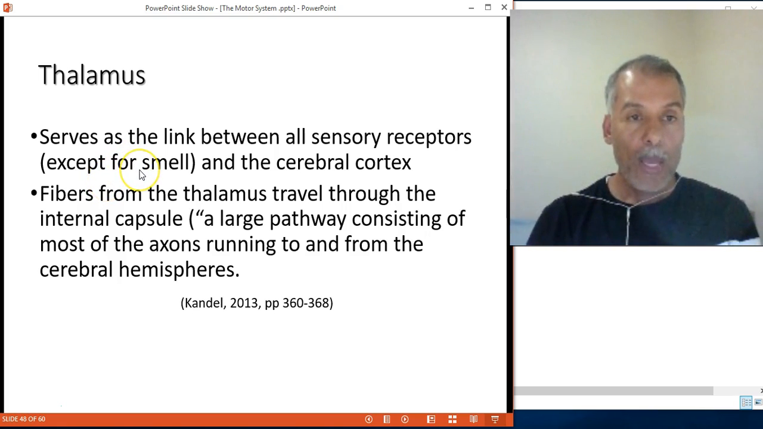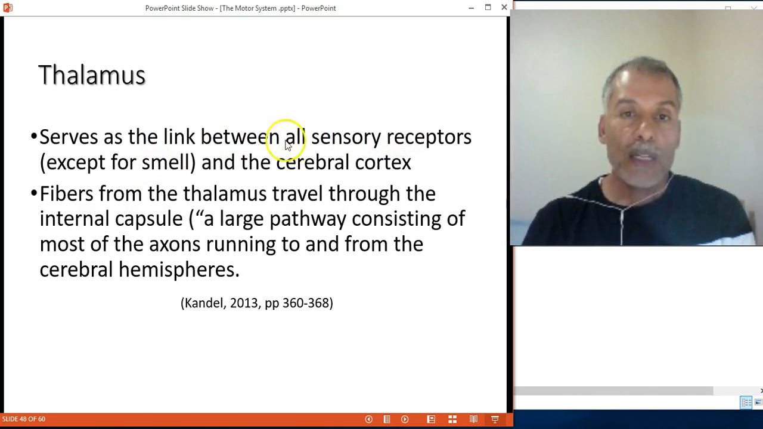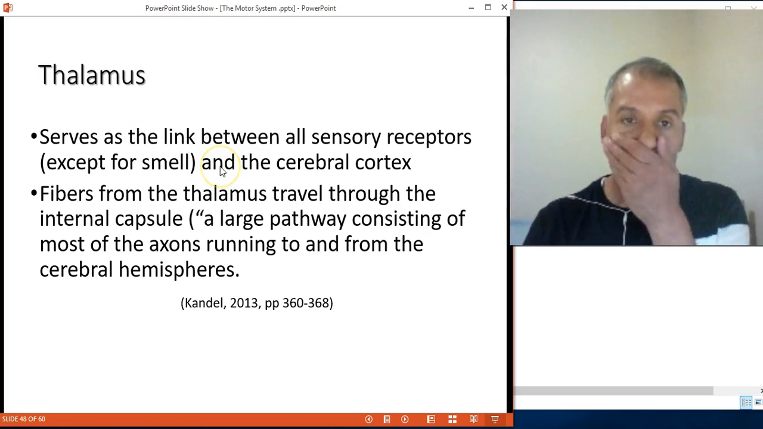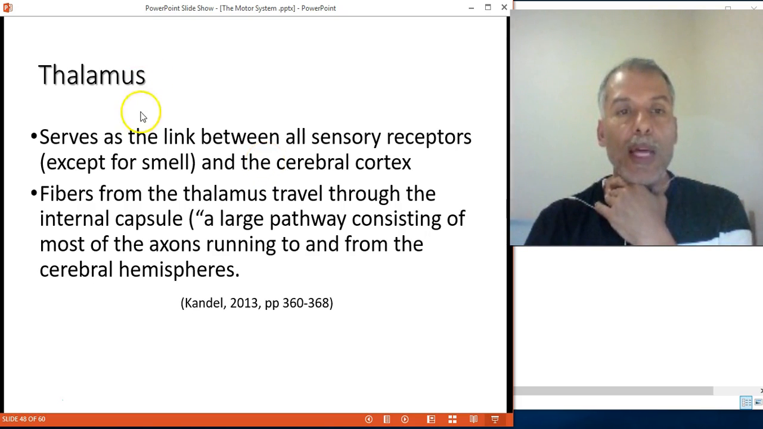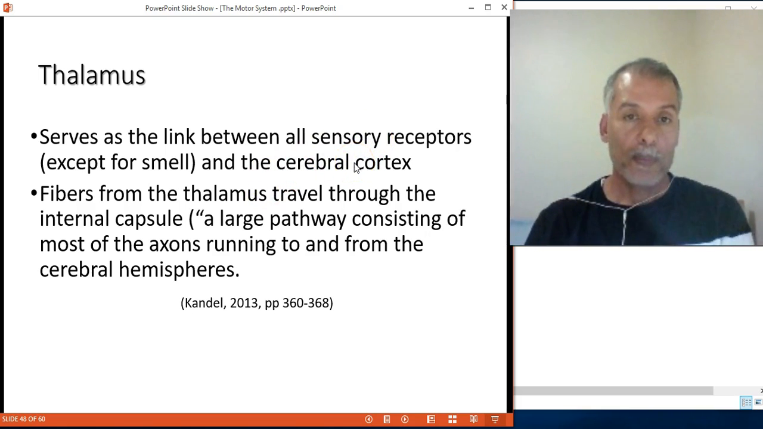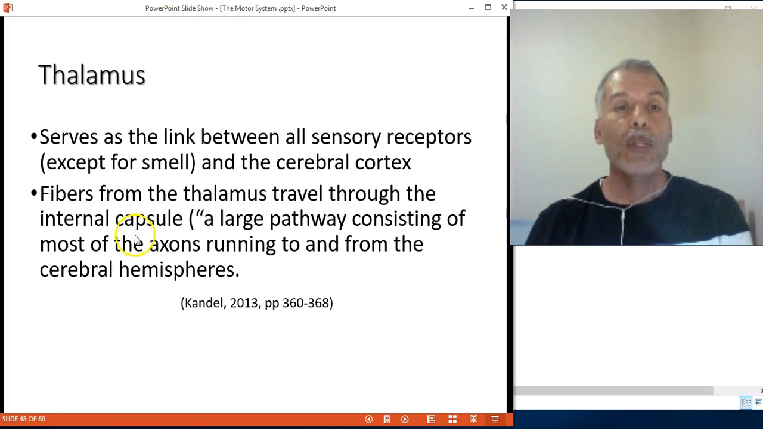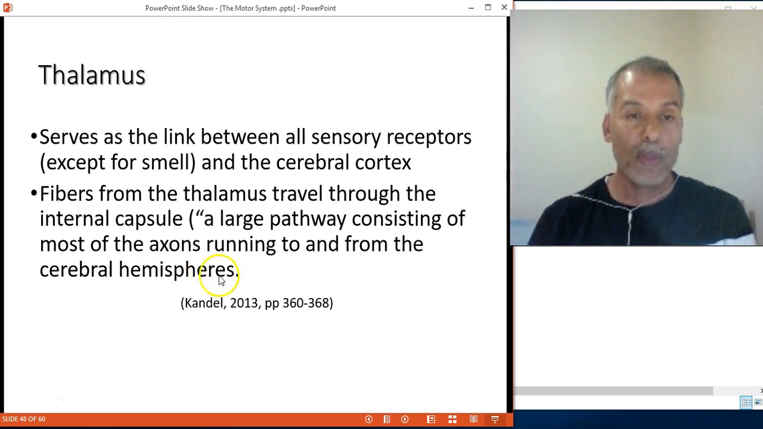So all the sensory channels are connected with the thalamus. It serves as a connection between the sensory receptors and the cerebral cortex. Fibers from the thalamus travel through the internal capsule, which is a large pathway consisting of most of the axons running to and from the cerebral hemispheres.